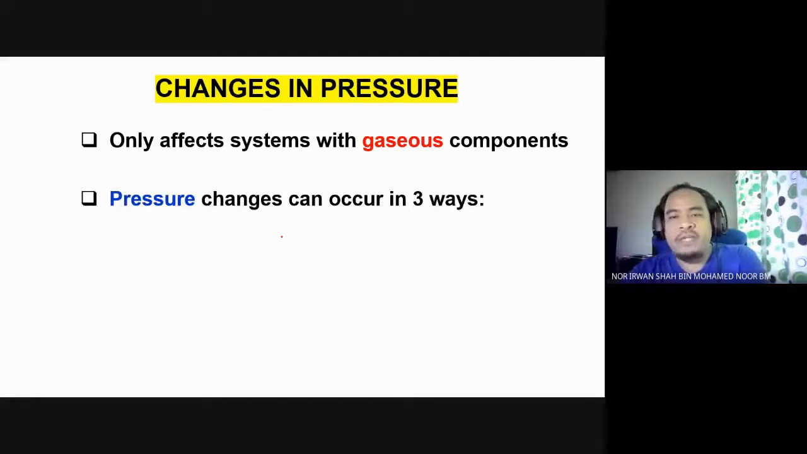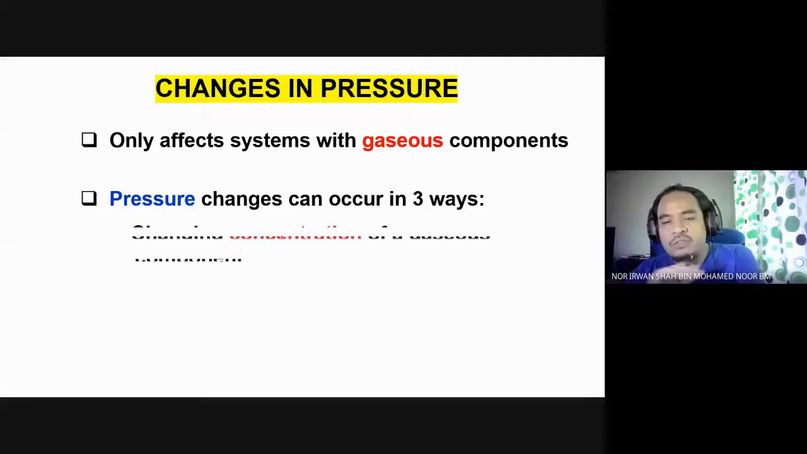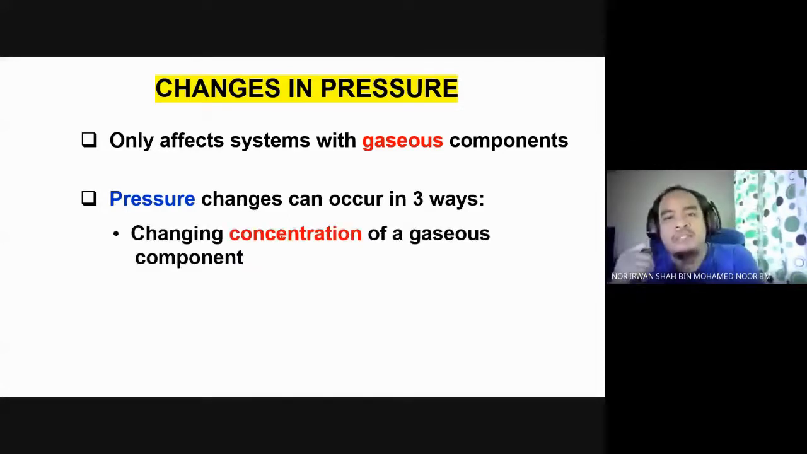So when we say pressure changes, remember guys, pressure changes can occur in three ways. So what are those three ways? The first is by changing the concentration of gaseous components. But actually we have discussed this in the previous lesson. Remember, if we change the concentration of either the reactants or the products, this will affect the equilibrium position, right?